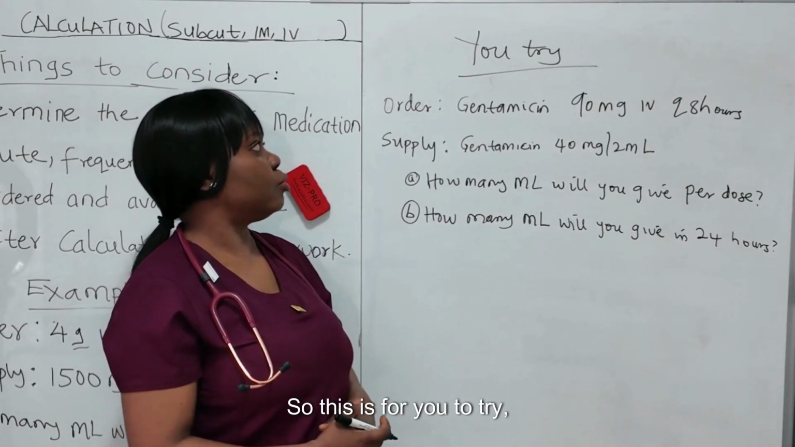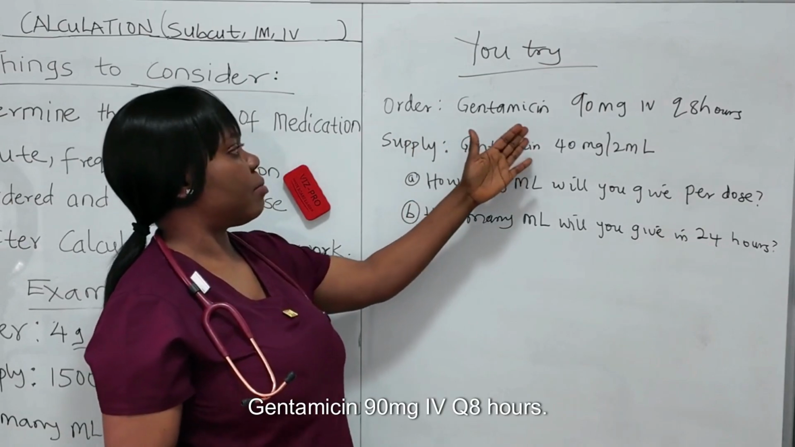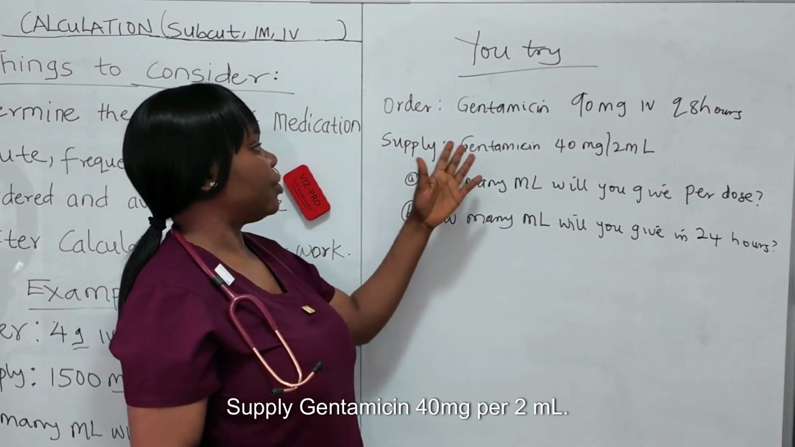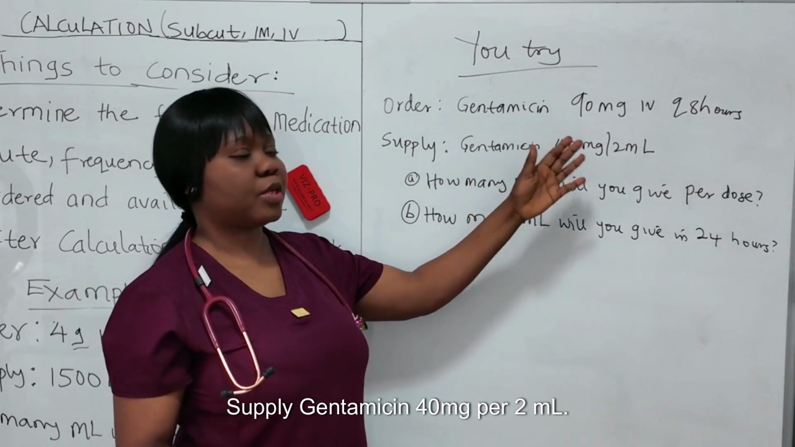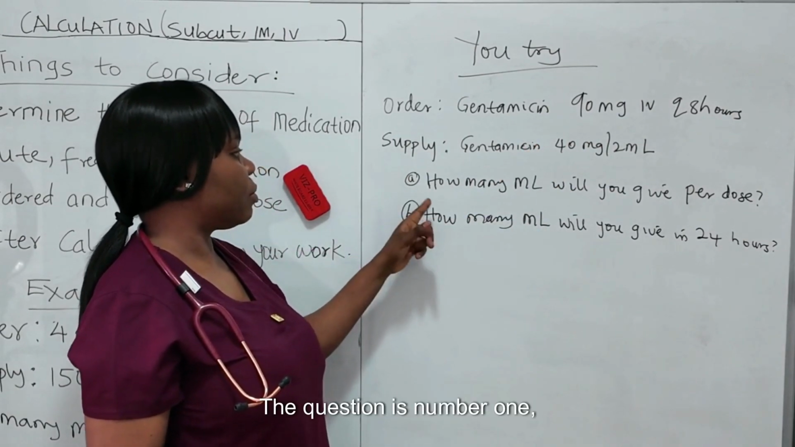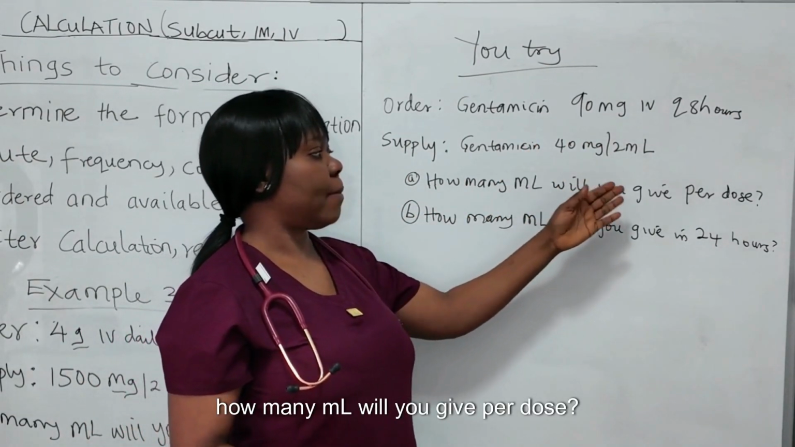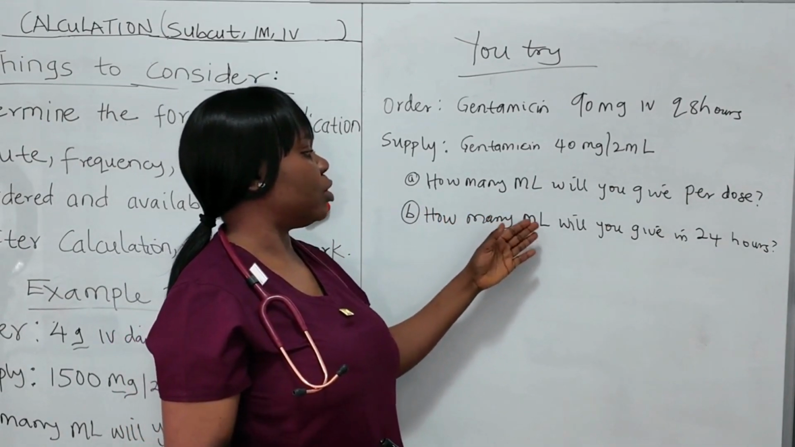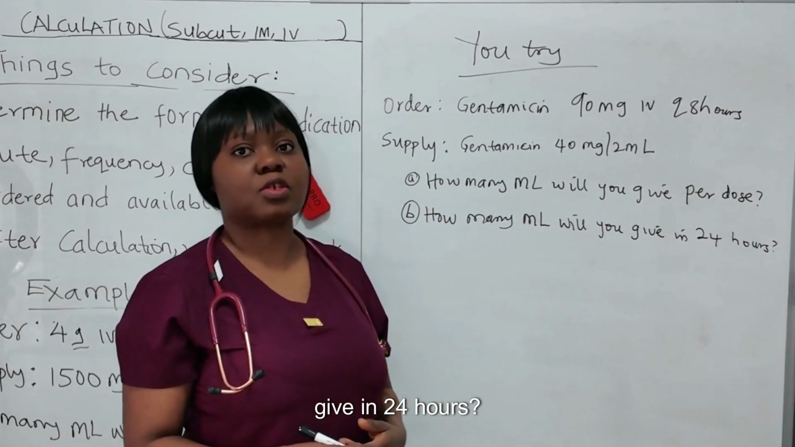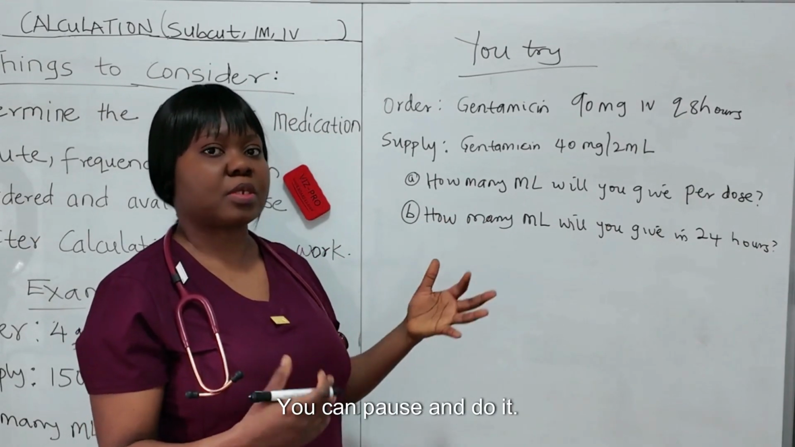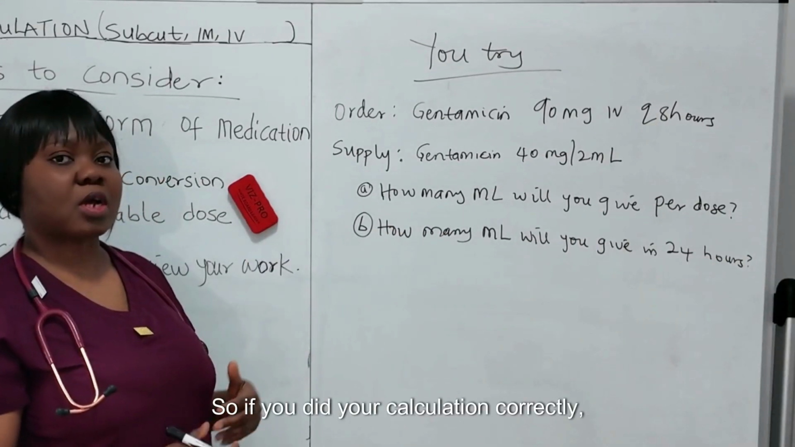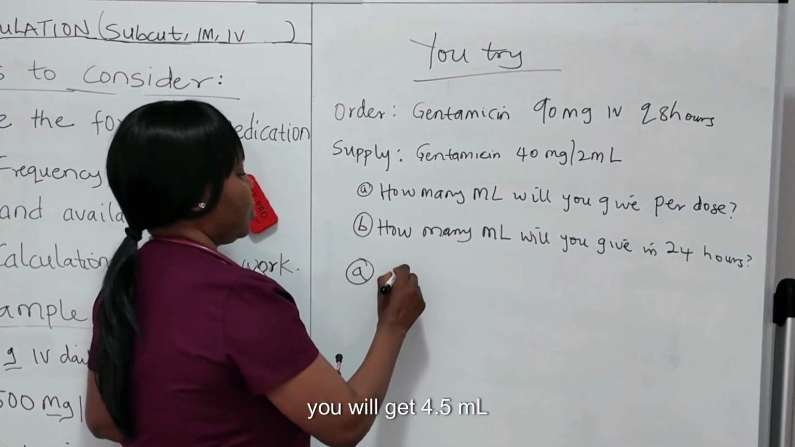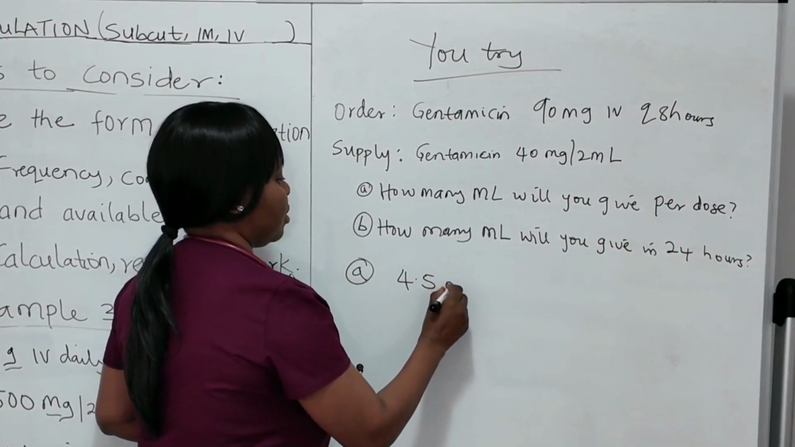So this is for you to try. Order gentamicin 90 milligram IV Q8 hours. Supply gentamicin 40 milligram per 2 mil. The question is number 1, how many mil will you give per dose? And the second question is, how many mil will you give in 24 hours? So I'll give you time to try this. You can pause and do it. So if you did your calculation correctly, for A, you will get 4.5 mil.